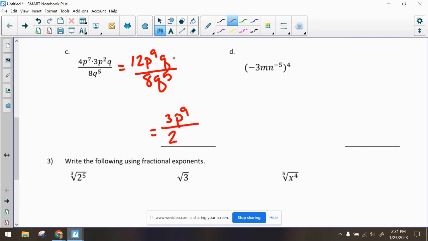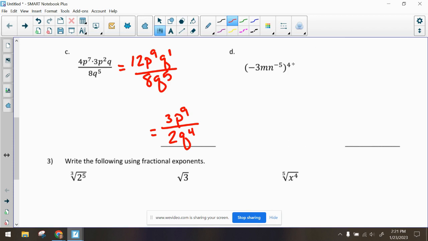Then I'm going to move over to the q. So this q has a 1 on it. 1 minus 5 gives me -4, but then I'm going to swing it down to the bottom, q to the 4th. If I notice from the start, I start with more q's on the bottom, so I'm going to end with more q's on the bottom.